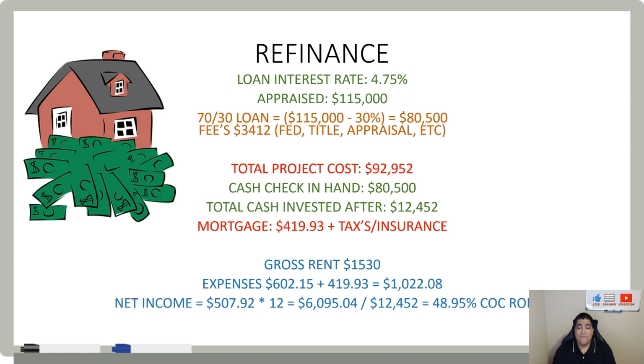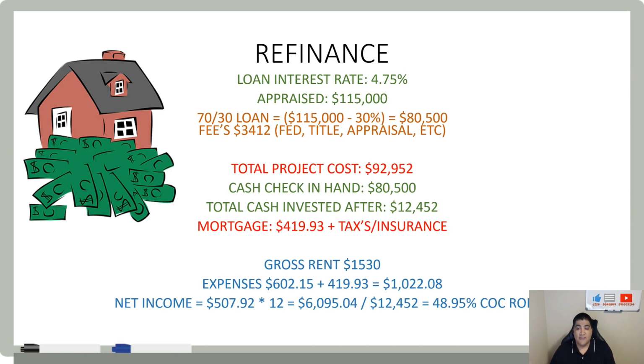So if you take my project cost of $92,952 and subtract the amount that they handed back to me, $80,500, that means I had only $12,452 of my cash left in this specific deal. My mortgage, with the rate that I locked in at, was $419.93. My taxes and insurance were already accounted for in my expenses while I was renting it out.